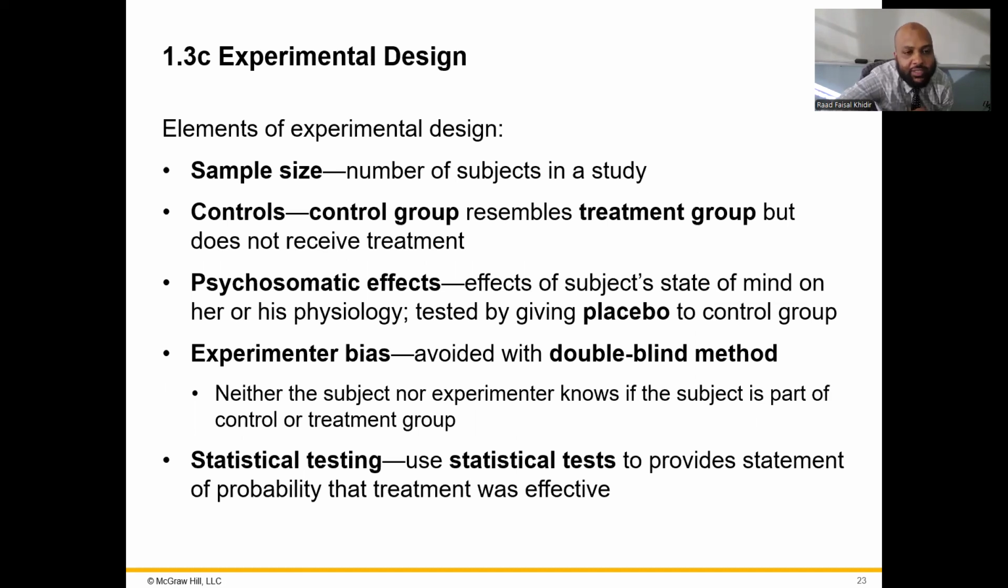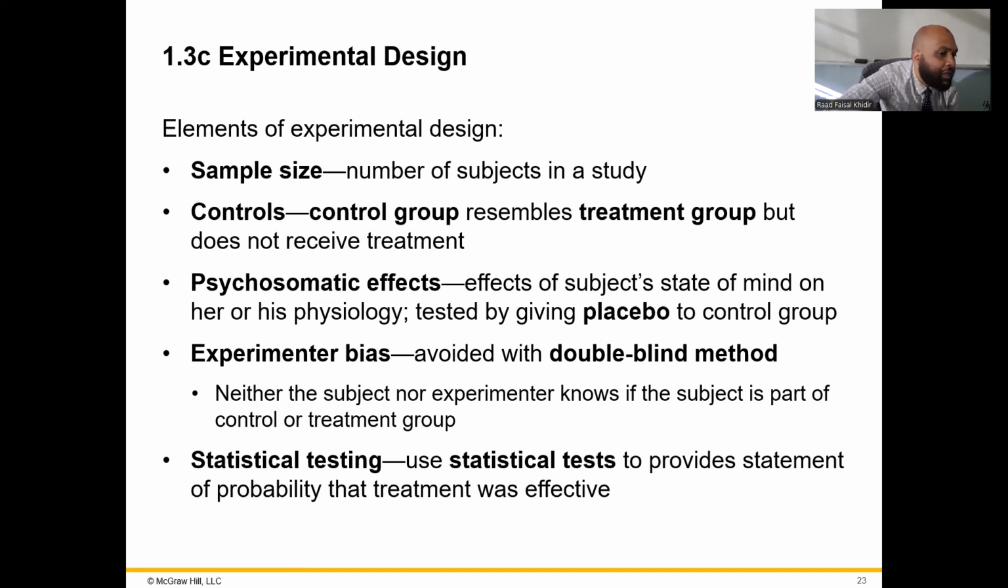Number of subjects in a study. And there are controls. These controls are the control group. They resemble the treatment group, but do not receive the treatment. So you bring 100 people. You say, we have a pain medication. We call it Tylenol. We need 100 people who have joint pain. You divide them into two groups.